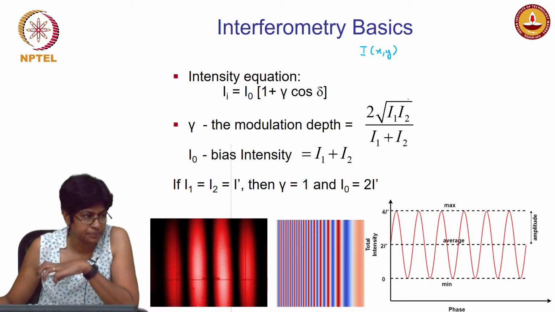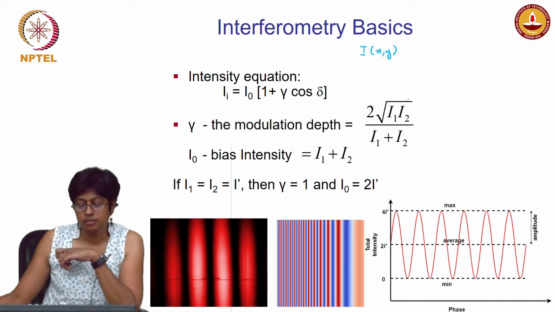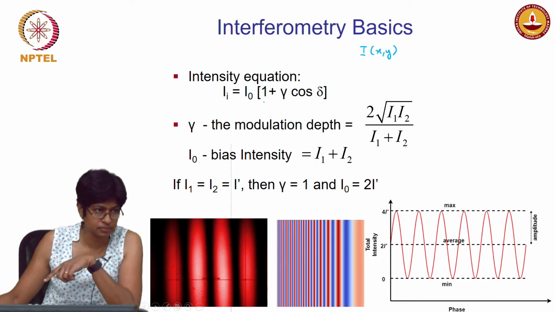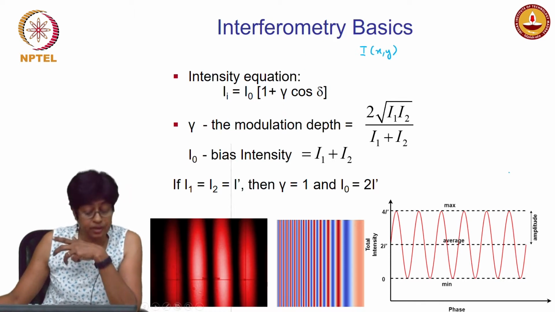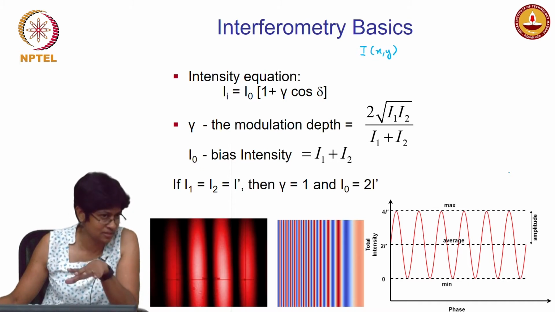What is the modulation depth? What do you think the modulation depth is giving me? What information? Sorry? Gamma is the modulation depth, so it's multiplying the cos term. Right? So maybe I didn't follow your answer. What's the maximum value that the modulation depth can have? It can have a maximum value of 1. If I1 is equal to I2, it will have the value 1. For any other ratio, it is going to be less than 1.